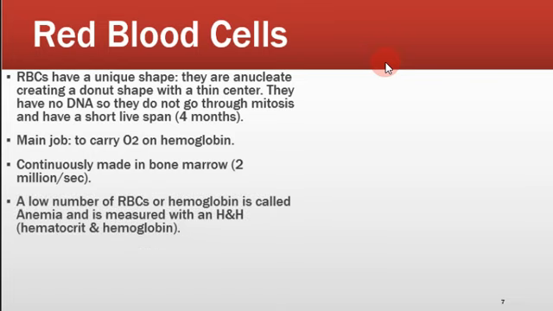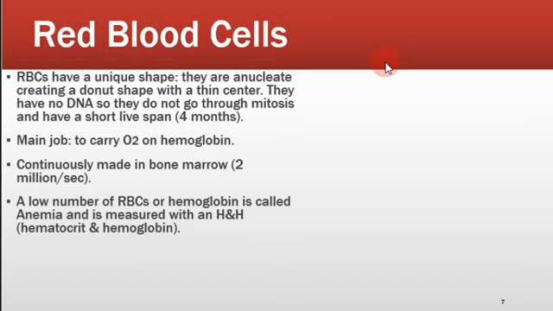A low number of RBCs or hemoglobin, which is the protein that's holding the iron. So a low hemoglobin is called anemia. It's measured with a test called an H&H, hematocrit and hemoglobin. And that tells you, once again, we put the blood in a tube, little tiny glass straw. I have some of those, I'll show y'all.